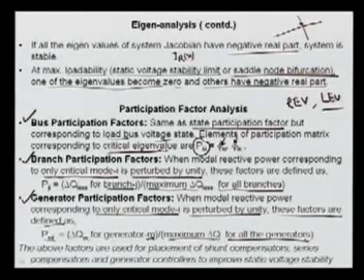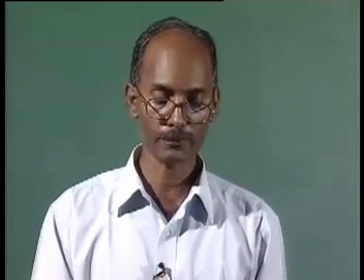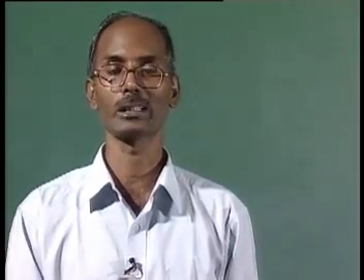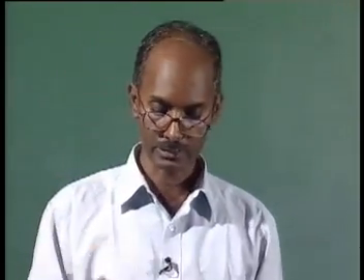These factors are used for the placement of shunt compensators, series compensators and generator controllers to improve the static voltage stability. So, knowing the eigenvalue, we can go for these participation factors and then use them for improving the voltage stability. Till now I am talking about static voltage stability, and that is what this will be used for.